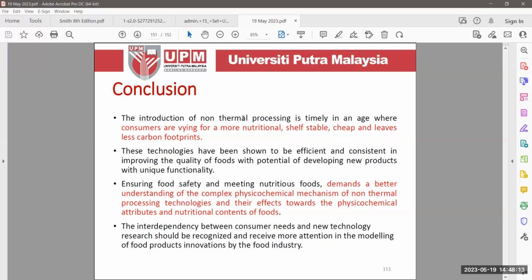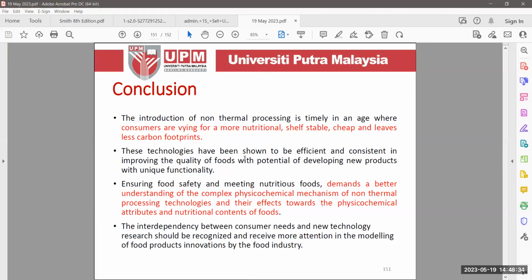Okay, so in conclusion, the introduction of NTT, non-thermal technology or non-thermal processing, is very timely in an age where consumers are vying for more nutritional, shelf-stable, cheap, and with less carbon footprint. These technologies have been shown to be efficient and consistent in improving the quality of food, with potential of developing new products with unique functionality.